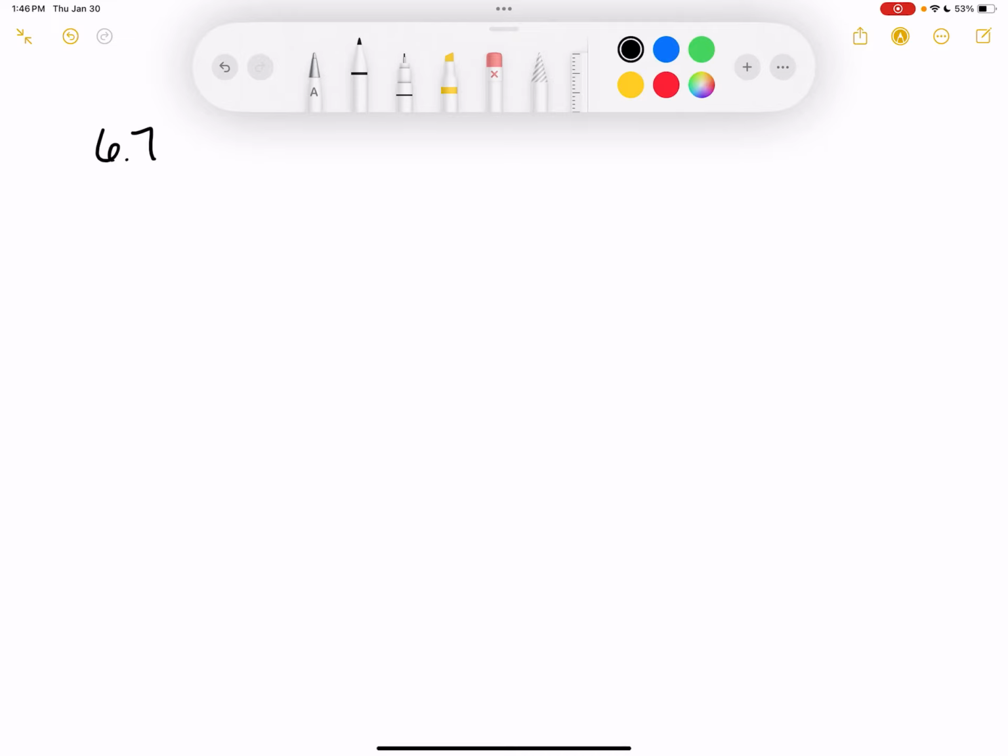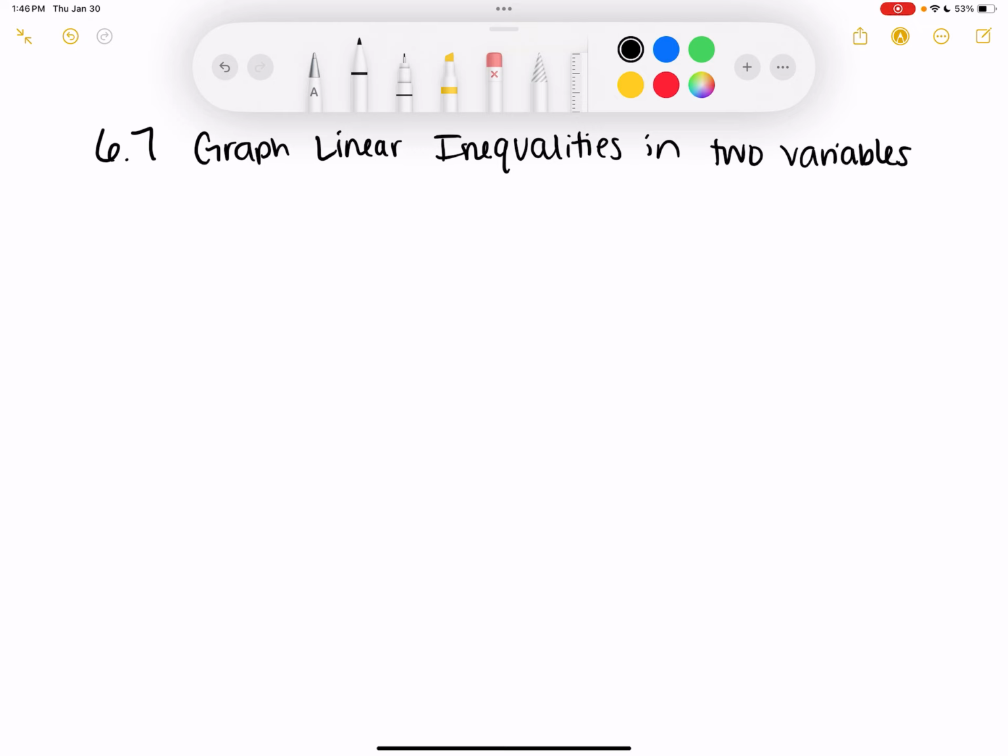All right, 6.7, graph linear inequalities in two variables. What's different about this section is that now we have a y added into our inequalities. Instead of it just being like x is less than 7, now we're going to have like y is less than x plus 7. And we're going to be graphing these kinds of things.